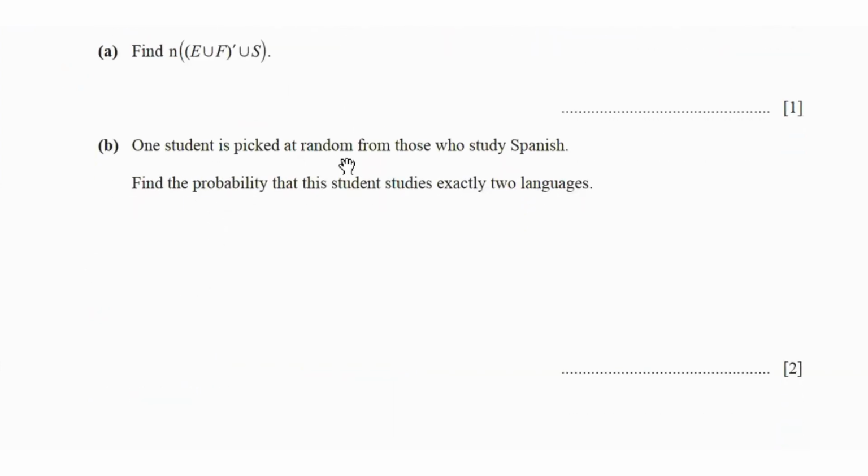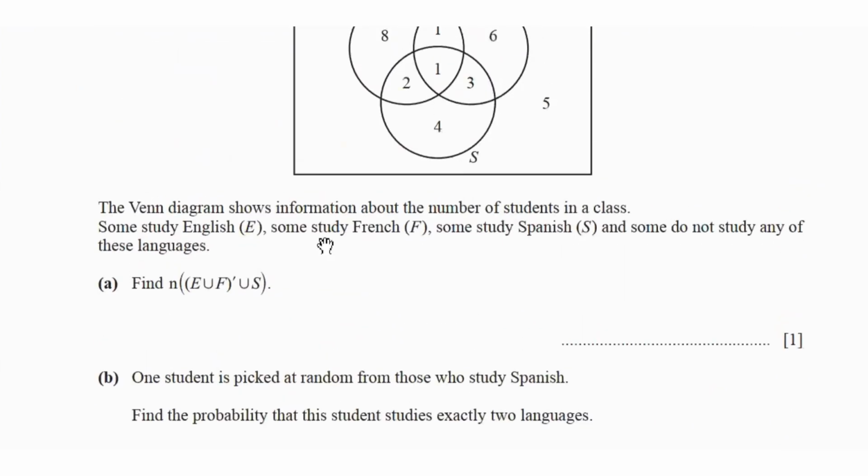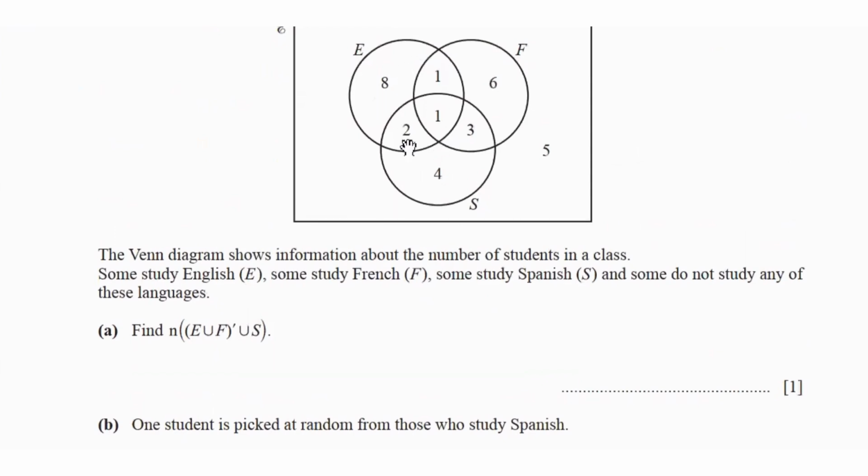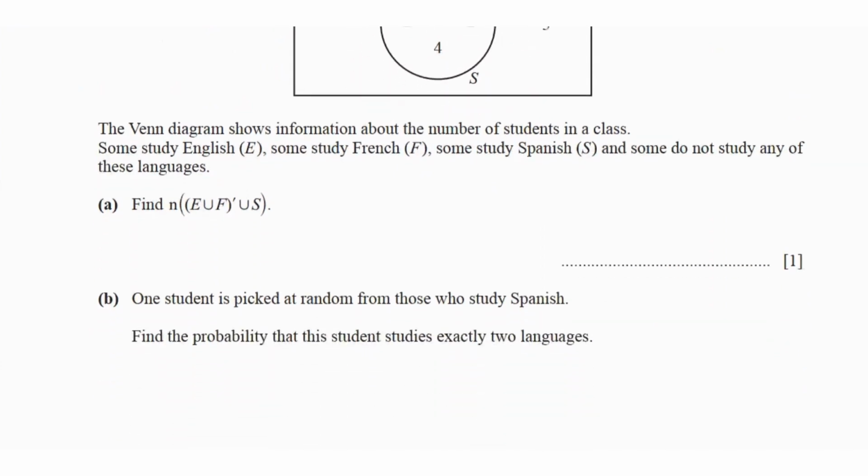Part B says one student is picked at random from those who study Spanish. Find the probability that this student studies exactly 2 languages. Someone who studies Spanish and studies exactly 2 languages. So he can either study English and Spanish or French and Spanish. So that's going to be 2/10 plus 3/10 because 2 people study English and Spanish and 3 people study French and Spanish. So that's 5/10, which simplifies to 1/2. That is your answer.